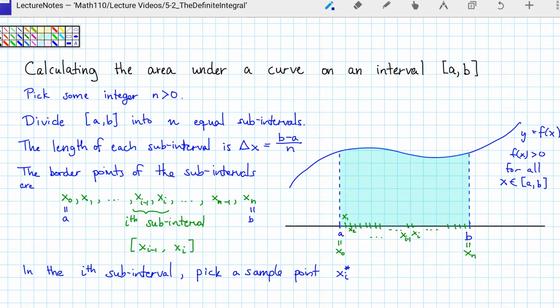Okay, I got distracted with notation. Let me just go back and say what we're doing. We're taking that interval from A to B, we're dividing it into n equal subintervals, okay? And in each little subinterval, we're gonna pick some sample point xi star. And then we're going to build a rectangle on the ith subinterval, on each subinterval, where its height is going to be determined by the value of the function at those sample points.